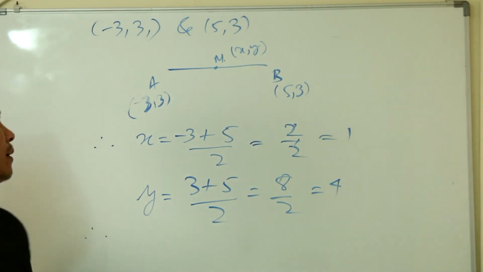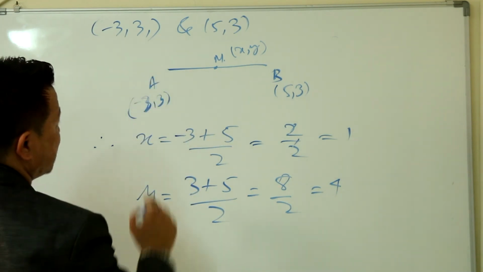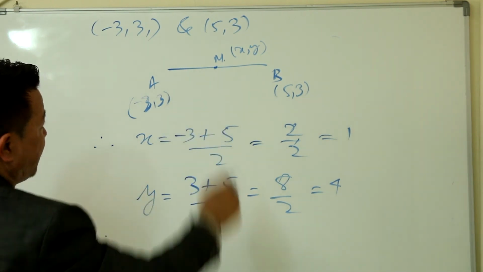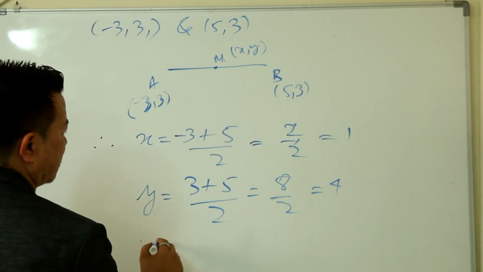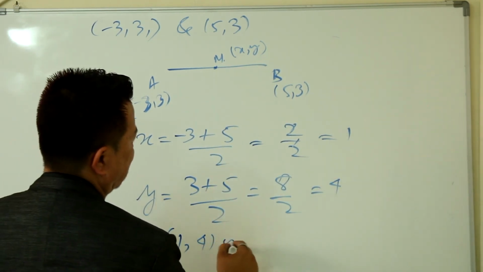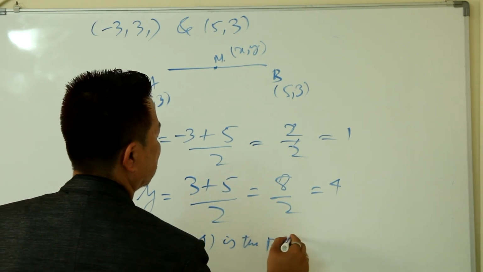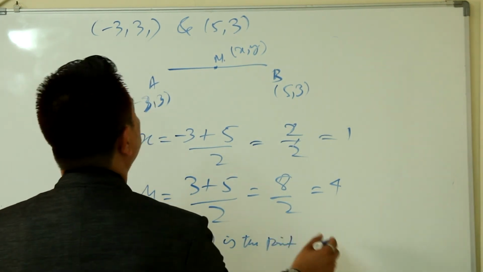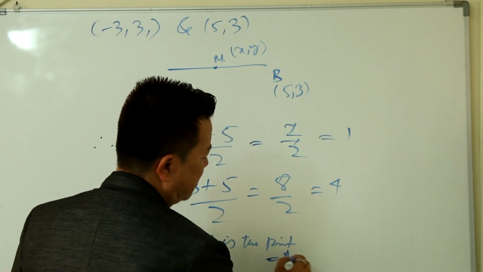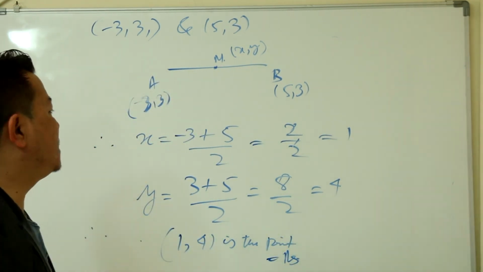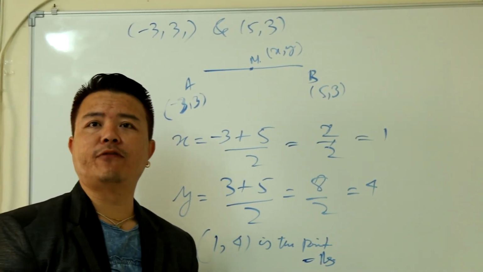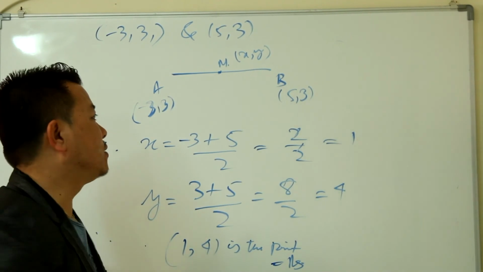Therefore, what are the coordinates of the point that divides this line segment AB? So you got the point: 1, 4 is the point which divides the line segment AB. Answer. So friends, we have done the basics of coordinate geometry. In the next lesson we will do some more advanced problems and some more details in coordinate geometry.